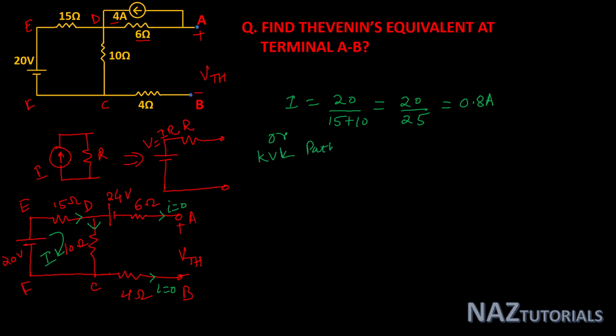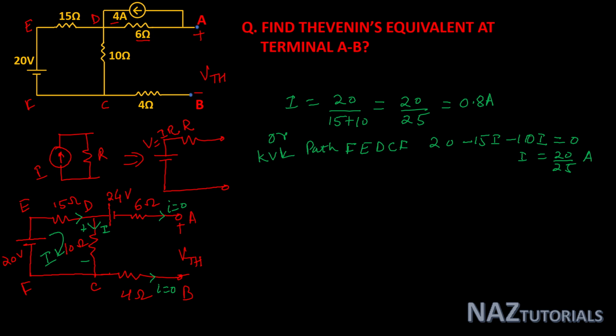in path F, E, D, C, F, that is plus 20 minus 15i minus 10i equals 0. Here you can calculate, this is 20 divided by 25. So as you know, you can calculate this current I. This I is 0.8 ampere and its polarity is like this according to the current direction.